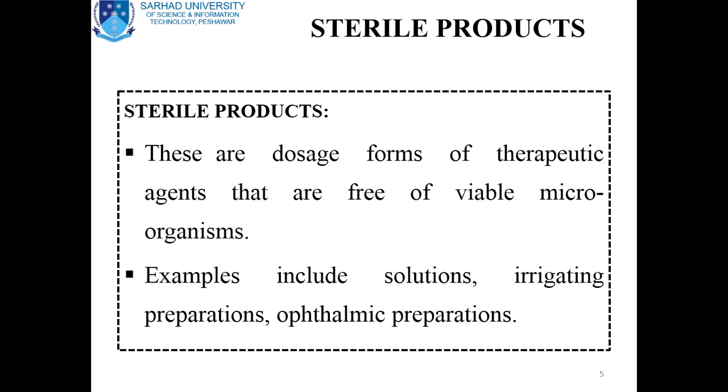Viable microorganism means those microorganisms which cause disease, which cause contamination in the organism, the living one. The examples include solution, irrigating preparations, which are those preparations used for the cleaning of wounds or in other surgical procedures. Ophthalmic preparation, that is, preparation used for the eye. These are examples of some sterile products.